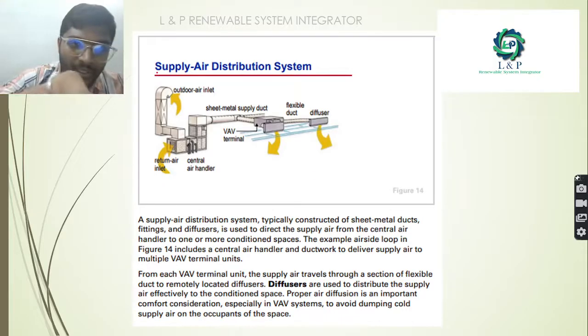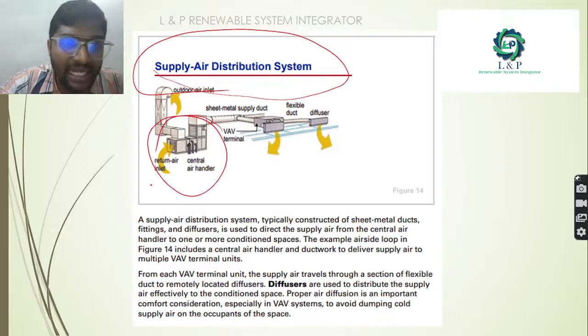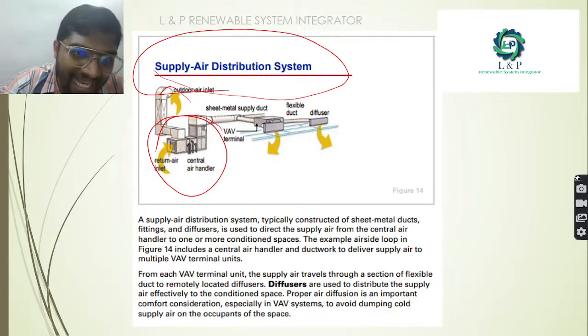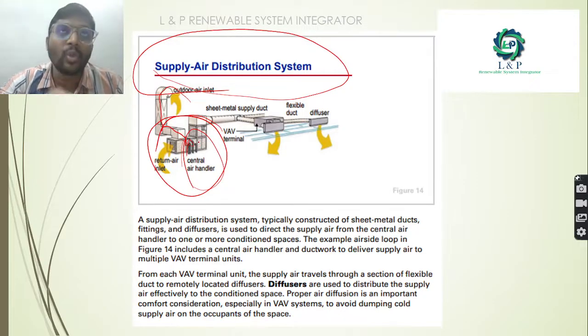As I told earlier, when you get into the supply distribution system, see here, this is a central air handler. This is the outside air inlet, through which the air is coming inside. Inside the central air handler, we have a supply fan and a cooling coil. With the help of those, we are able to cool down the temperature of the air passing through it, so that we get cool air, and we supply that cool air to the concerned room with the help of the diffusers and most importantly the VAV terminals.